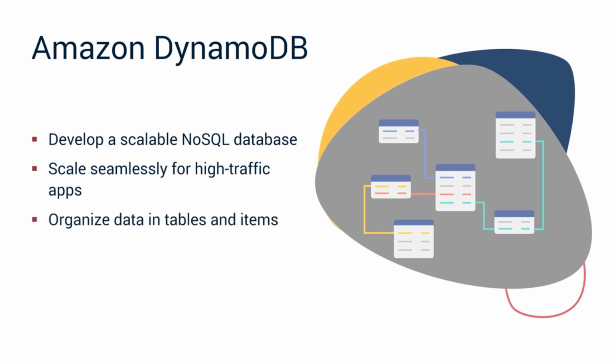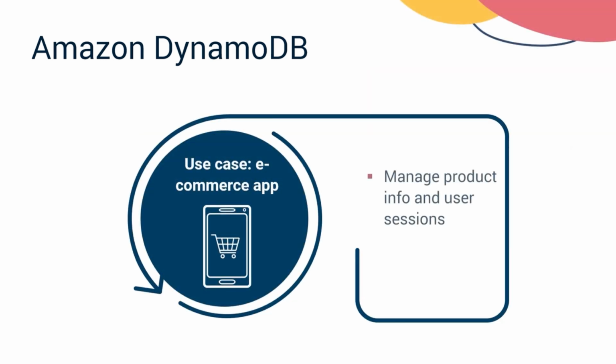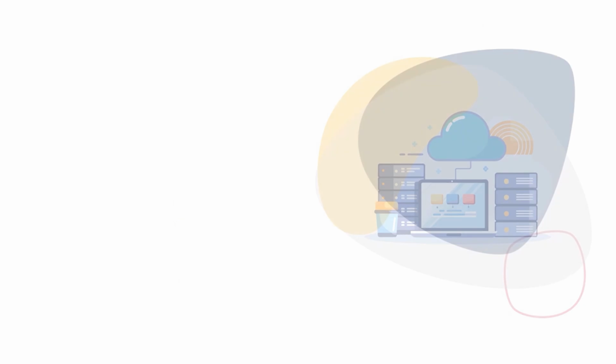Data is organized into tables, with each table containing multiple items and attributes. In an e-commerce app, DynamoDB efficiently manages product information and user sessions, even during flash sales when traffic spikes.